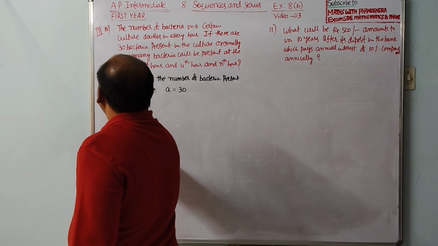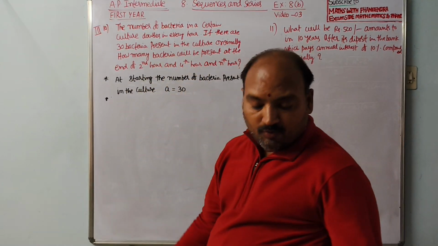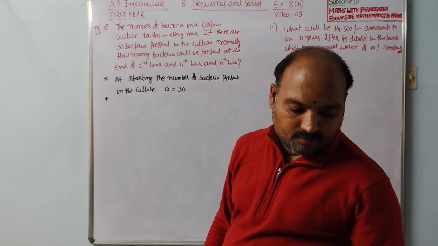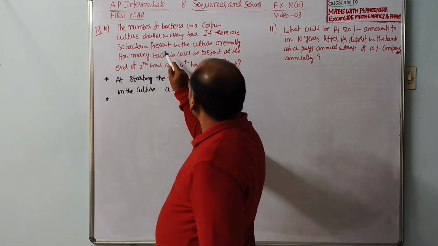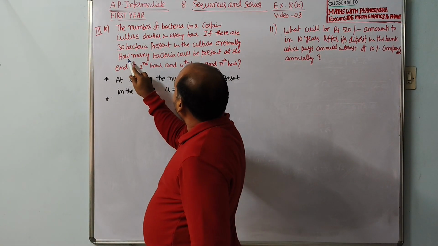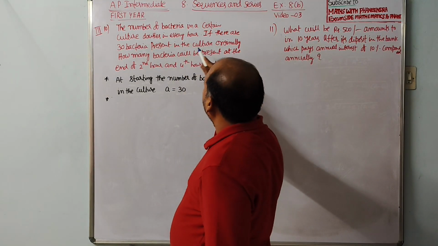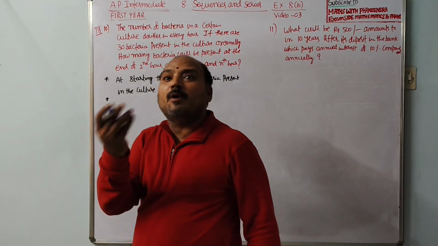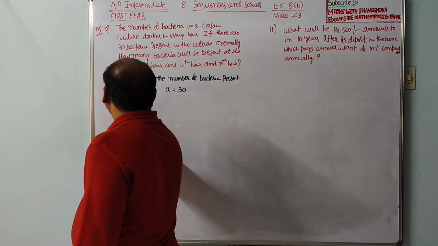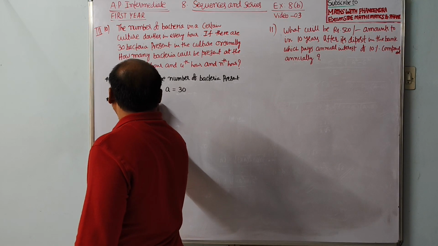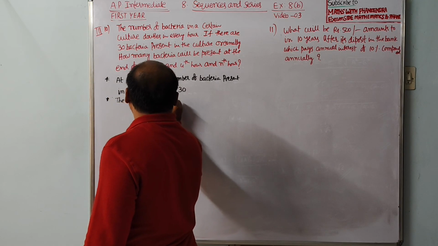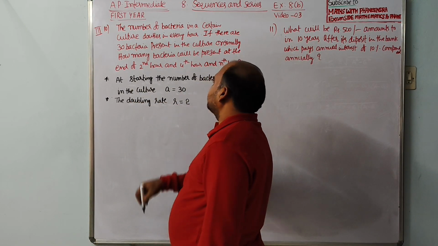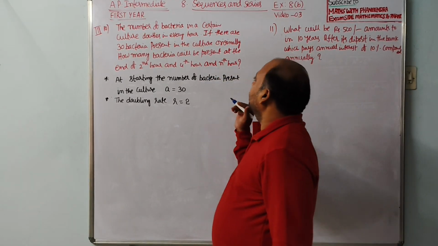So, after that what we have to do is here, if you observe how many bacteria will be, the culture doubles in every hour. Doubling rate means common ratio. The doubling rate r is equal to, so doubling rate for every hour, no? Doubling means two times, rate is double for every hour.